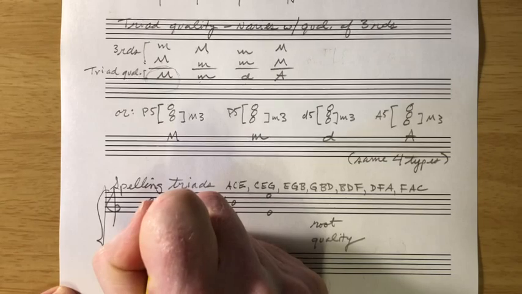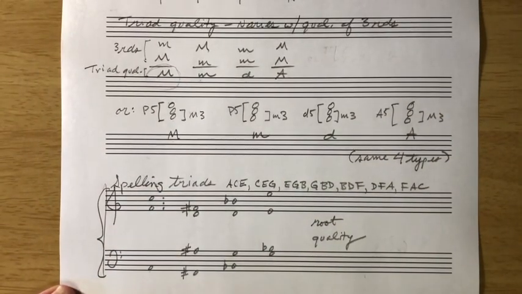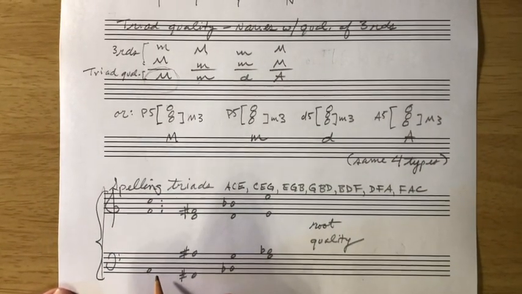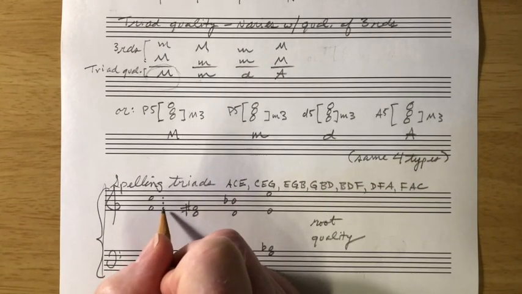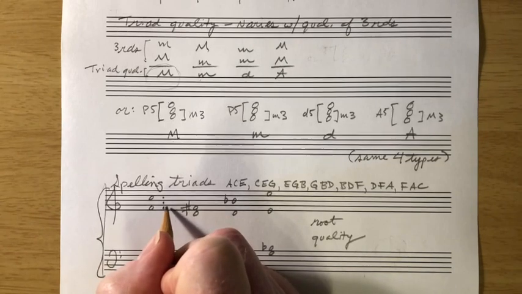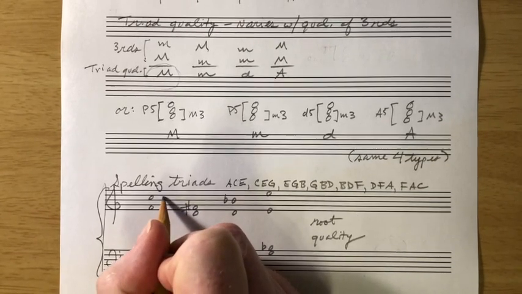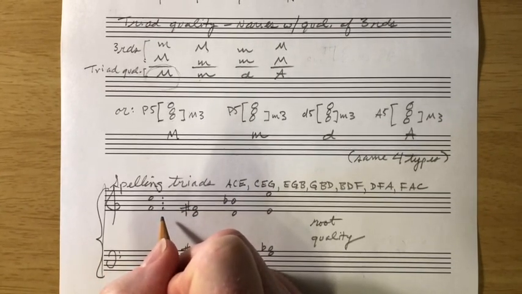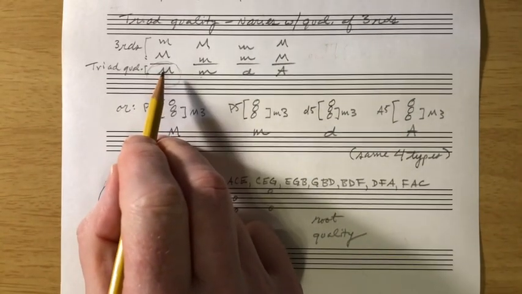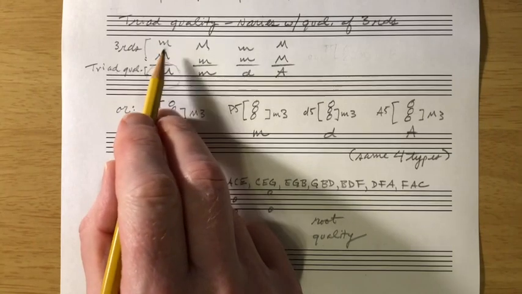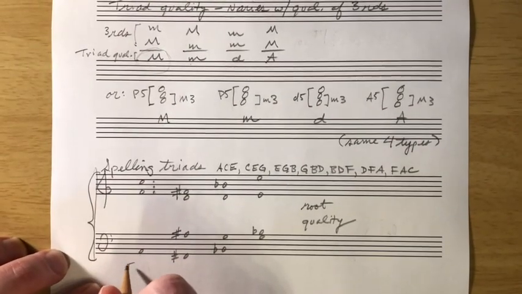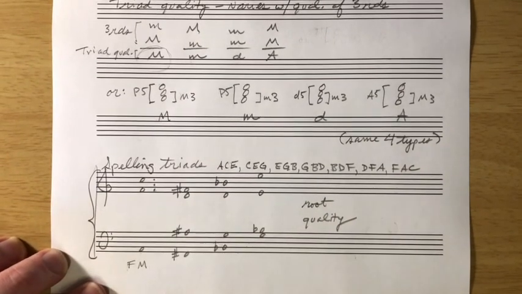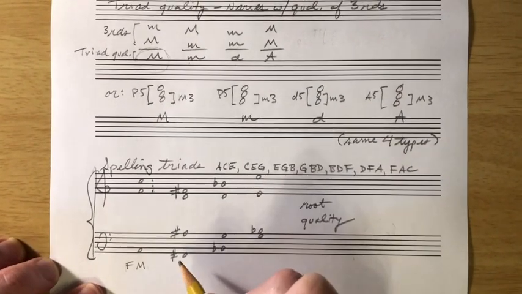I'm going to bring it up here. F, A, C. So F is the root. And what's the quality? Well, we have F to A is the interval in the bottom. So that's a major third. A to C, the upper interval, is a minor third. So this is a major triad. Major third on the bottom, minor third on the top, and the root is F. So we'll call this F major. How about this one?